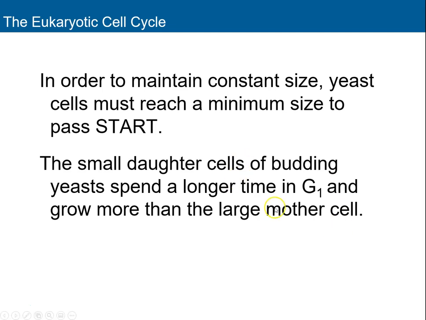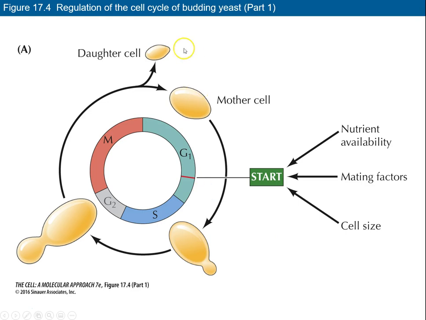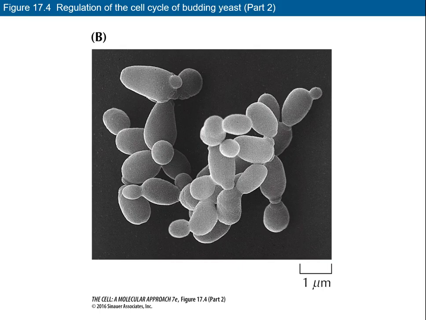It says the small daughter cells of budding yeast will spend a longer time in G1 and grow more than the large mother cell, right? So a smaller cell, one of these daughter cells, is going to spend a longer time here and be halted here to make sure that it's large enough to progress through, okay? And this is showing you these budding yeast, right? You can see the buds coming off. These are the daughter cells that are produced.